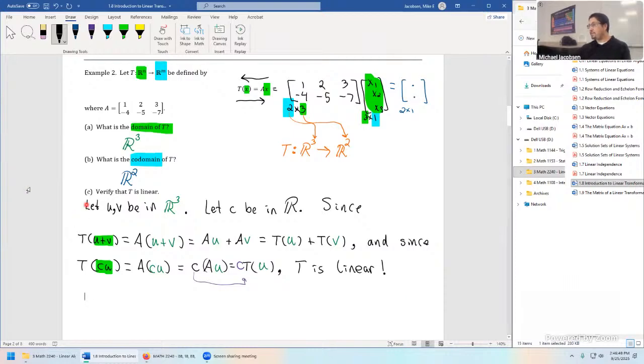Okay, so weird objects of study. Really, we're just looking at functions like in a college algebra, pre-calculus 1 sense. It just so happens our domain and codomain are vector spaces. Vectors, column vectors with n entries or m entries and so on.